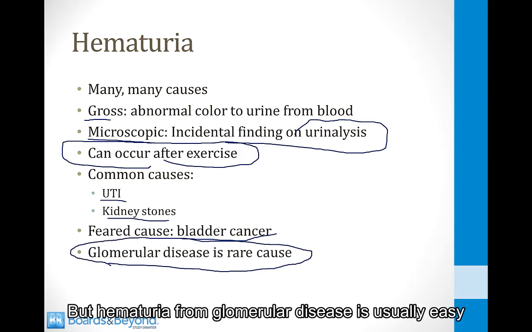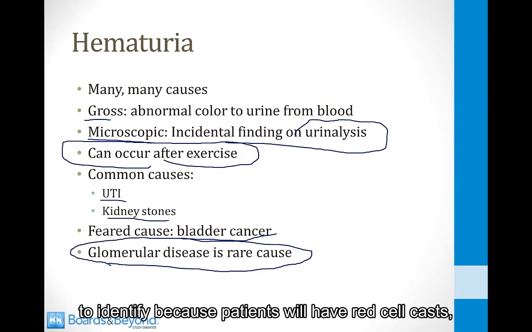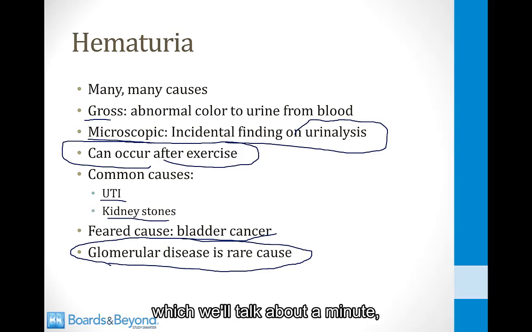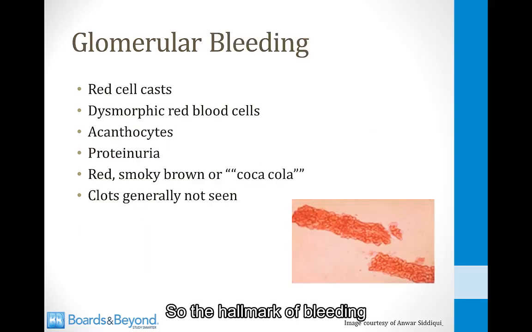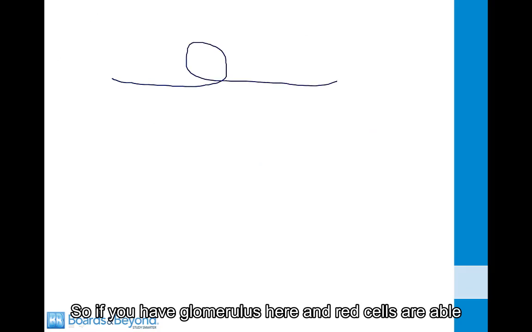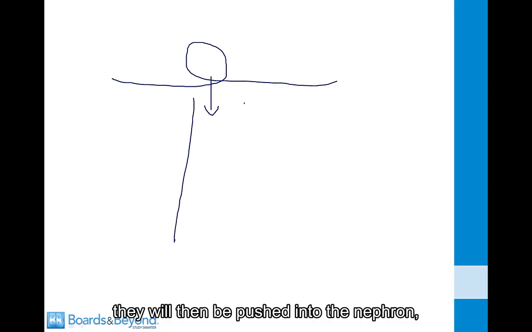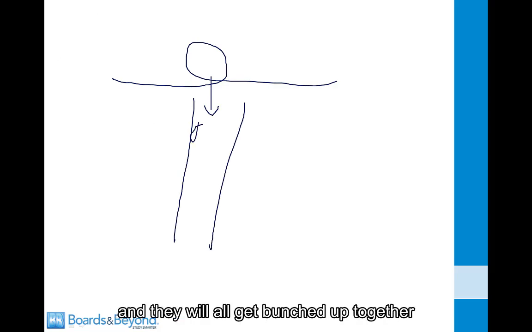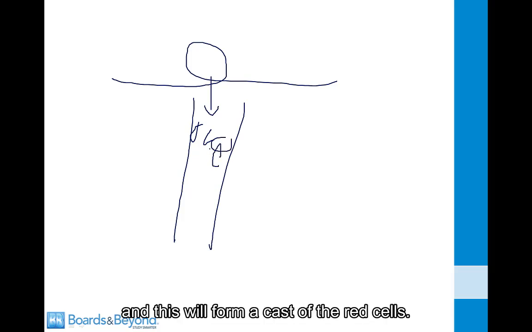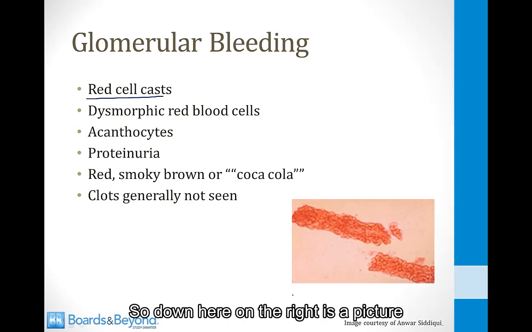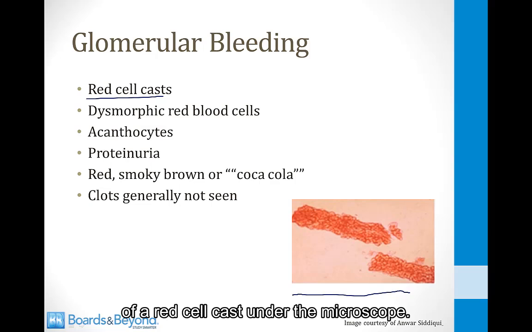But hematuria from glomerular disease is usually easy to identify because patients will have red cell casts, which we'll talk about in a minute, and also protein in the urine. So the hallmark of bleeding from the glomerulus are red cell casts. So if you have a glomerulus here and red cells are able to squeeze through that filtration barrier because of disease, they will then be pushed into the nephron. And they will all get bunched up together inside the nephron, and this will form a cast of the red cells. So down here on the right is a picture of a red cell cast under the microscope, and as I said before, this is the hallmark of glomerular bleeding.